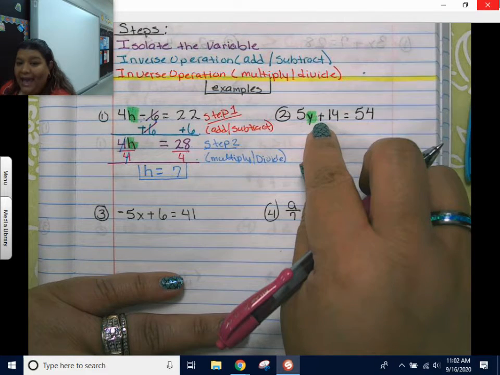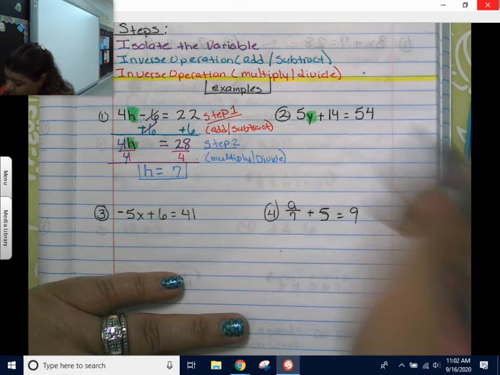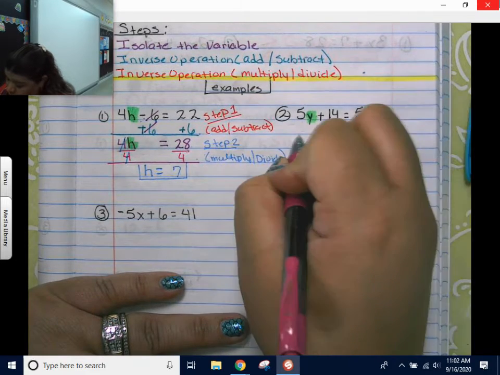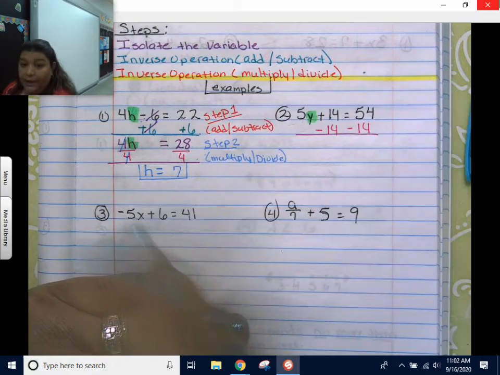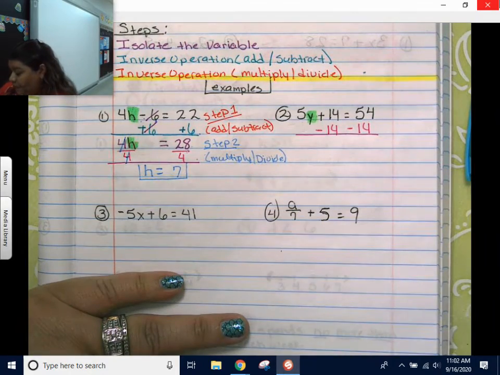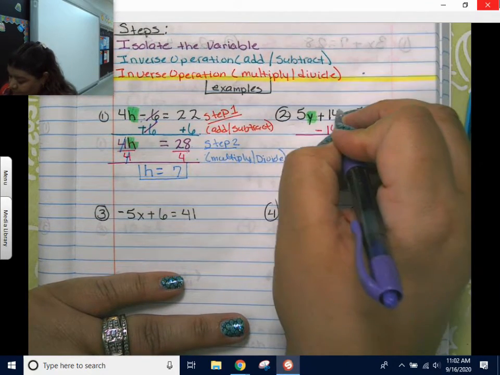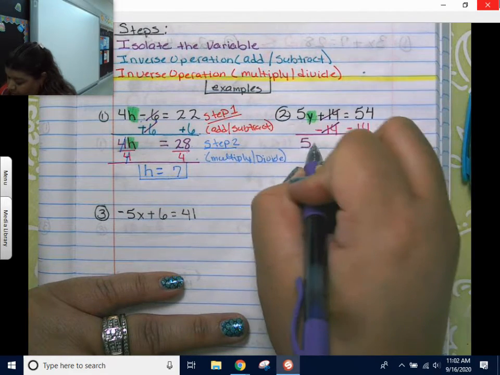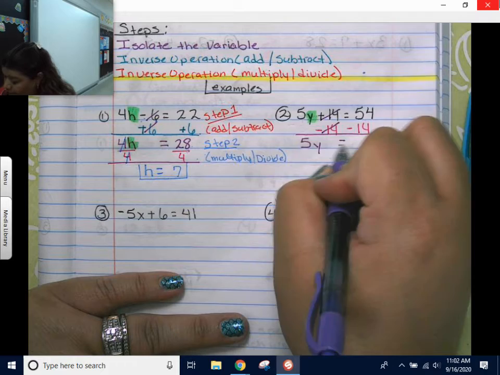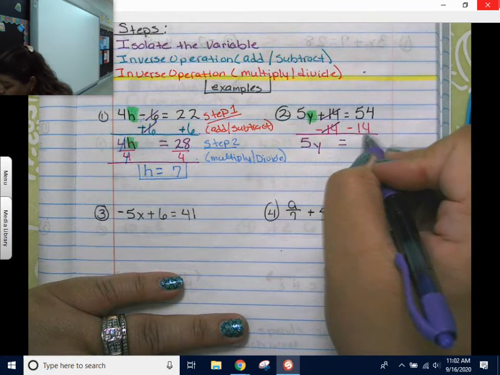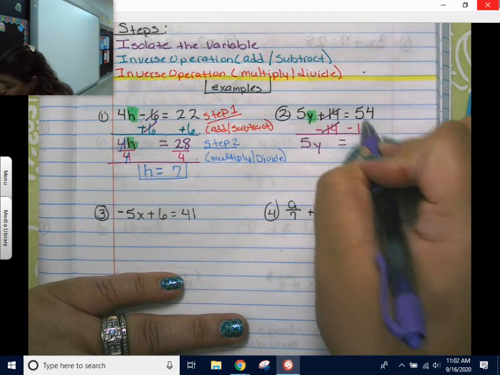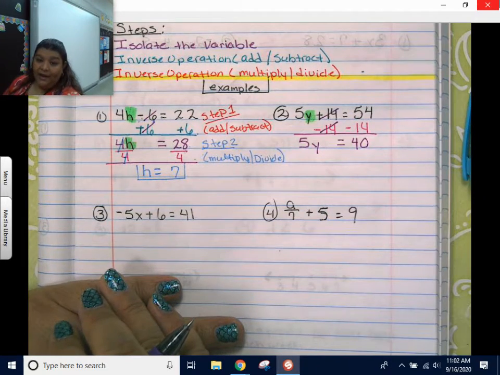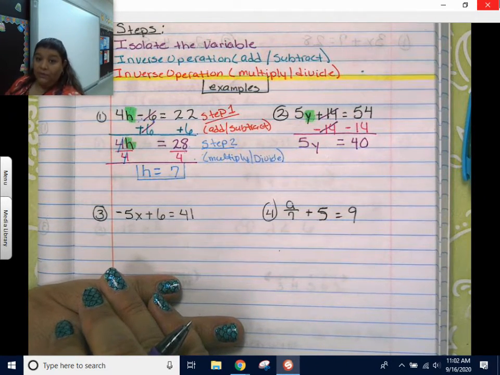So the opposite of adding 14, subtracting 14. And you must do it to both sides, okay? Now we do the math. These two cancel. 14 minus 14 is 0. Nothing happened to the 5y, so he comes down. And 54 minus 14, 4 minus 4 is 0. 5 minus 1 is 4. So now I have 5y equals 40.